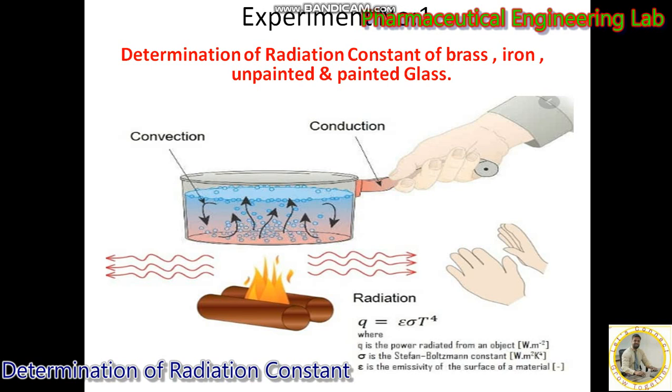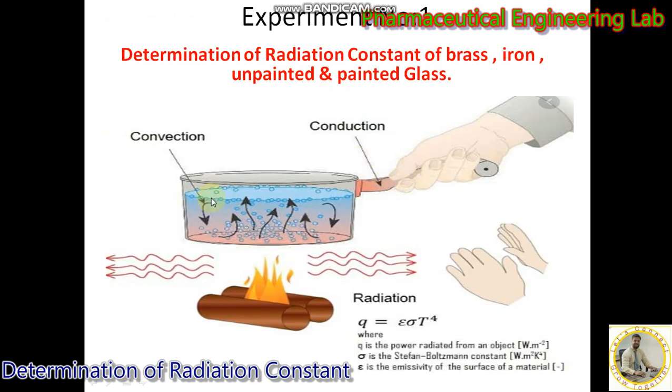The first experiment is all about the determination of radiation constant of brass, iron, unpainted and painted glass. As you can see in the image here, in a container we are going to increase the temperature of hot water with the help of fire. There are three processes going on in the form of heat transfer. The first is conduction, where a metal is connected with the human hand, and because of that heat is transferring.